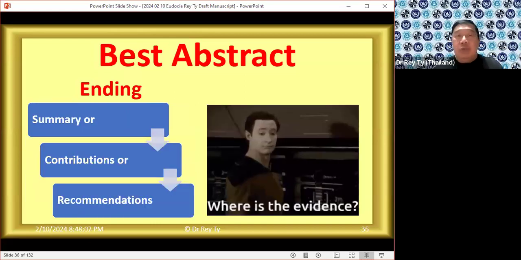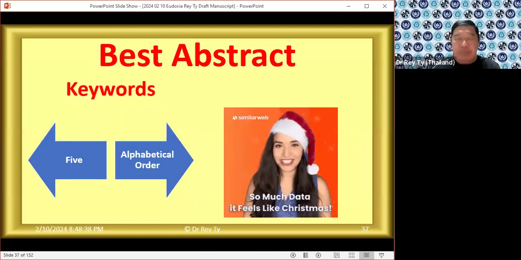Okay, and you can end by saying a one-sentence summary or one-sentence contribution or one-sentence agenda for policy, agenda for research, etc. Because you cannot put all. Abstract is very short. So you choose one or the other, but not all of them.